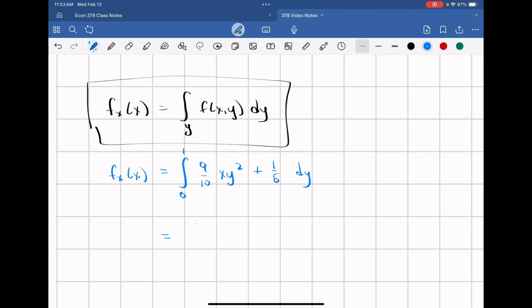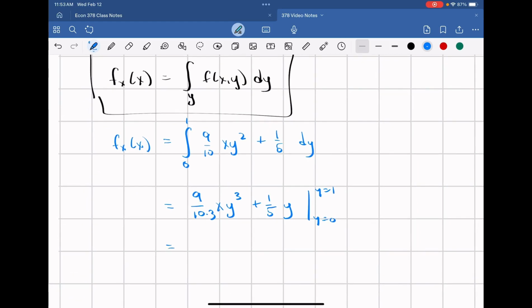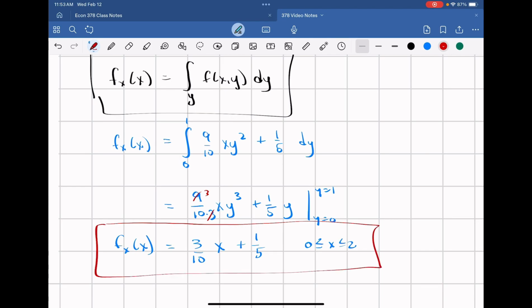So let's take the integral with respect to y. So I get 9/10 xy cubed, bring the 3 down below, plus 1/5 y, evaluated when y is equal to 1 and y is equal to 0. And so this is equal to, the 3 will cancel out, and we're left with 3/10 x plus 1/5. So this is our marginal density of x, where x is going to be between 0 and 2. So there's our answer for the marginal distribution of x.